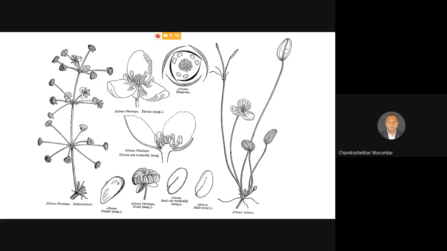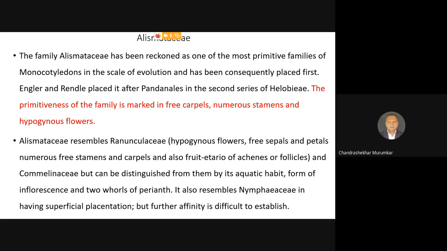And because of that, even though we are discussing the family Alismataceae, it is showing several characters which are very close or similar to that of Ranunculaceae, that is the order group Ranales or order Ranales.